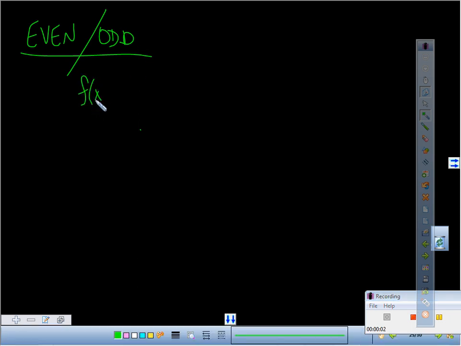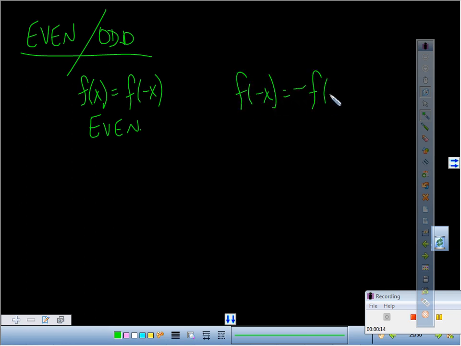If f of x is equal to f of negative x, my function is even. Very good. If f of negative x is equal to the opposite of f of x, my function is odd. Very good. All right. So, that's exactly right. If it's not either one of these, then it's neither. However you like to say that, right?